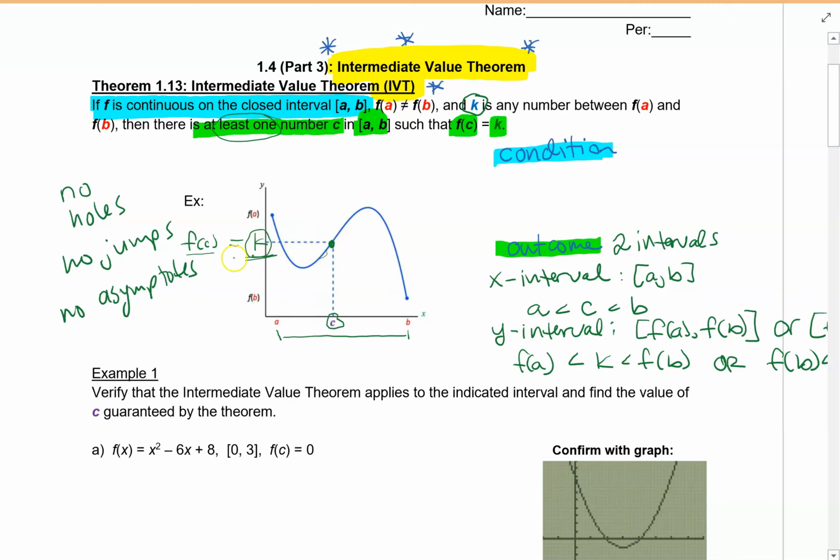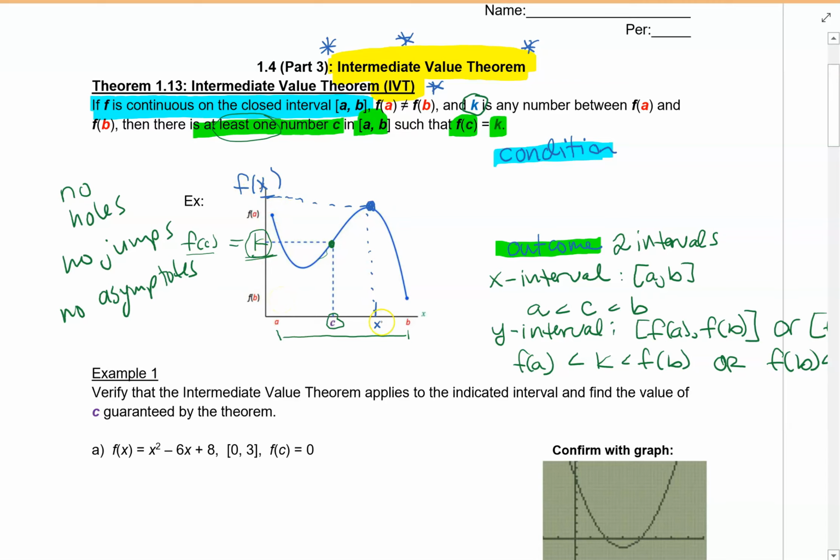It doesn't necessarily mean that for every single x between a and b, f of c will be between f of a and f of b. That doesn't always work. For example, if you look at this value right here, that happened for an x value between a and b, but that y value up there is not in between f of a and f of b. So it doesn't work the other way around.